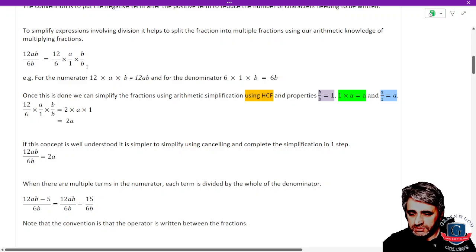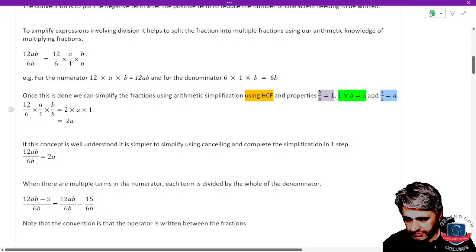Now, to simplify that, we're going to use some properties. For the numeric part, we'll use highest common factor and divide as per arithmetic. For the algebraic part, if we have a on 1, we can later say that that's just a. If we have b on b, any number divided by itself is going to be 1. And if we have 1 times a, we're just going to make it a.